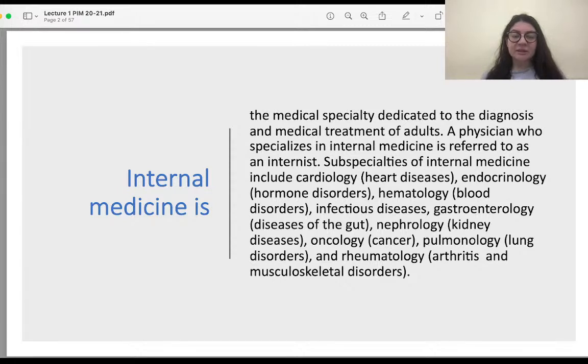Subspecialties of internal medicine include cardiology, which studies heart and vessel disease, endocrinology, hormone disorders, hematology, blood disorders, infectious disease, gastroenterology, diseases of the gut, nephrology, kidney diseases, oncology, which studies cancer, pulmonology, lung disorders, and rheumatology, which evaluates arthritis and musculoskeletal disorders. All these subspecialties, except infectious disease, you have as a separate discipline, and oncology you have as a separate discipline too. All others you will learn in your internal medicine classes.